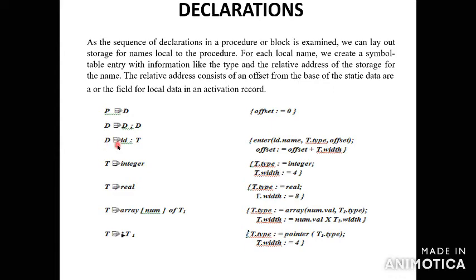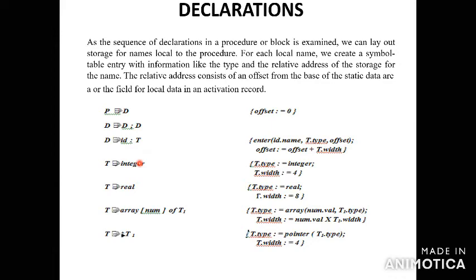Here you can check the production rules. P tends to D. D can be changed to D;D. D can be either ID: T. T is either integer or real.